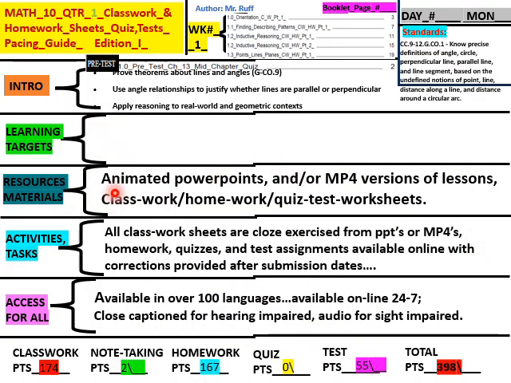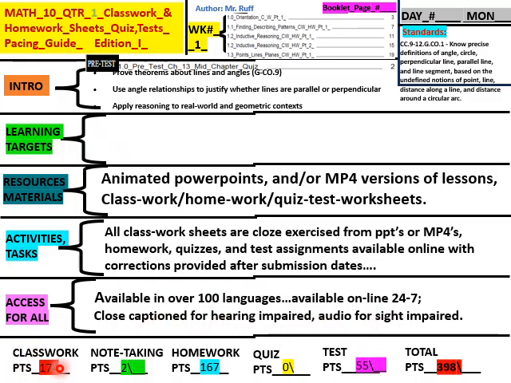Then our resource materials are animated PowerPoints and/or MP4 versions of lessons, classwork, homework, quiz, test, worksheets, activities, and tasks. All classwork sheets are a closed exercise from PowerPoints or MP4s, and homework, quizzes, and test assignments are available online with corrections provided after submission dates. Access for all, available in over 100 languages, available online 24/7, closed caption for hearing impaired, audio for sight impaired.